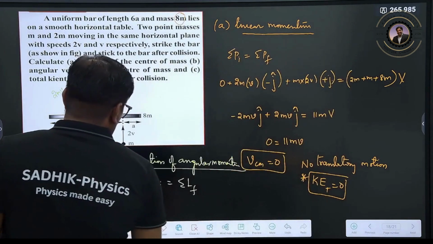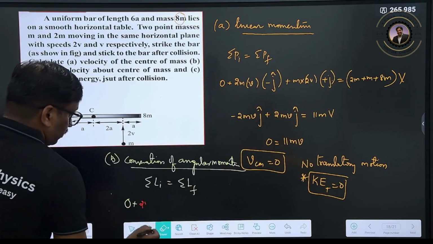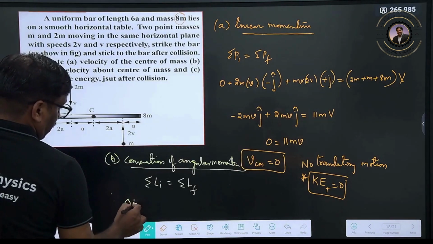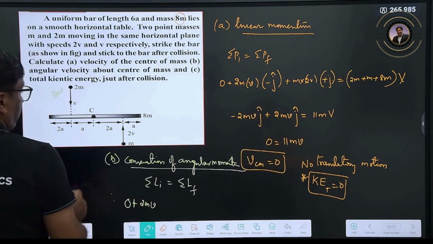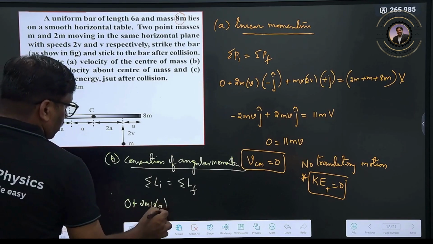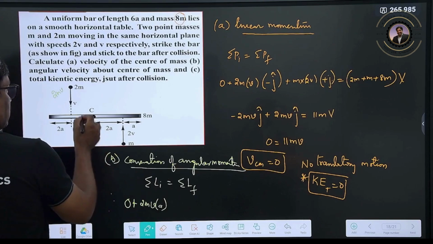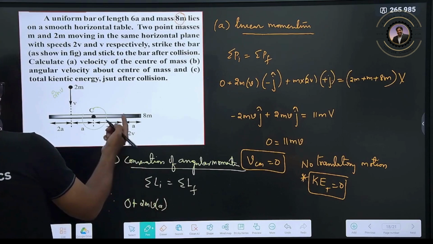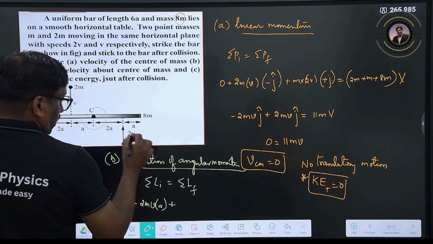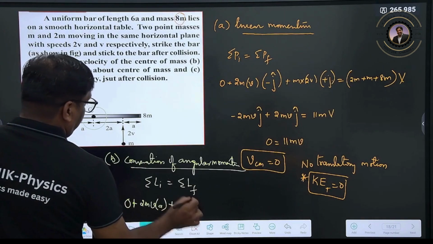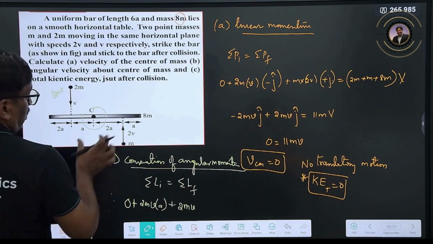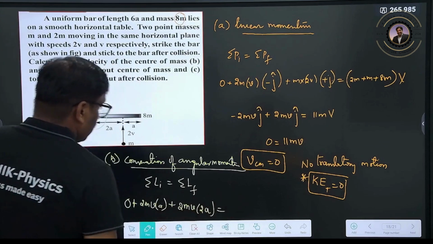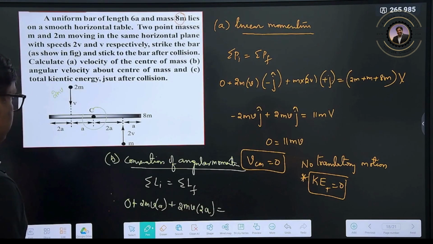Therefore here 2mv into perpendicular distance, which is nothing but a. So it is rotating like this, anti-clockwise, and this also makes it rotate like this, plus this is m into 2m, so 2mv, and the perpendicular distance is nothing but 2a, clear? It will be equal to, right?